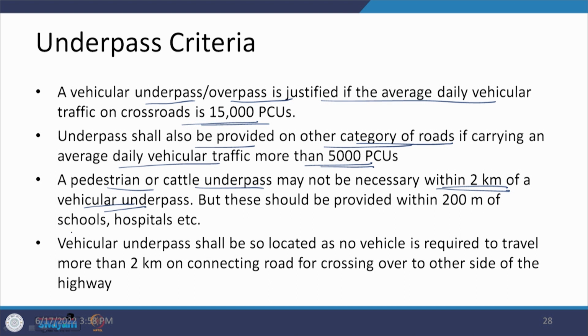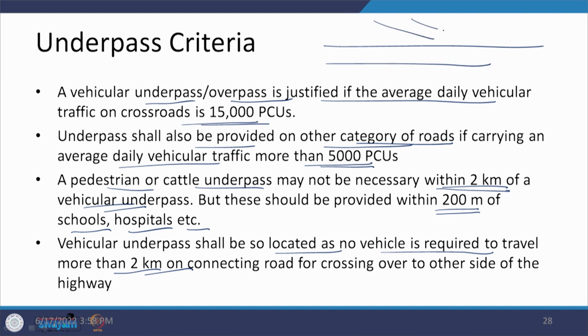But in case there are schools, hospitals or similar activities where large numbers of pedestrians are going to be there, then these types of underpasses should be provided within 200 meters. Now, a vehicle underpass shall be located so that a vehicle is not required to travel more than 2 kilometers on connecting roads. Say we have a highway like this and there is a road which is coming and we are not providing the underpass here. So, the vehicle has to go here, then there is an underpass at this point, and the vehicle comes back and goes in this direction. Whatever this distance is, it should not be more than 2 kilometers.